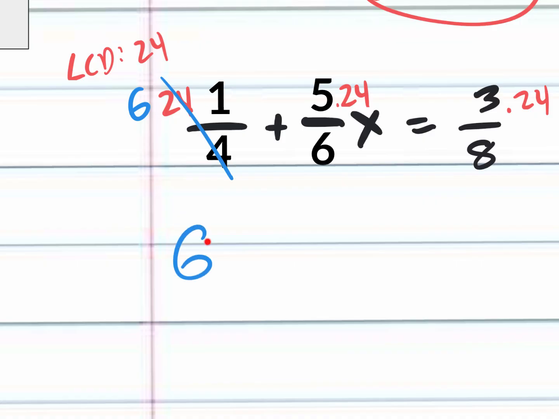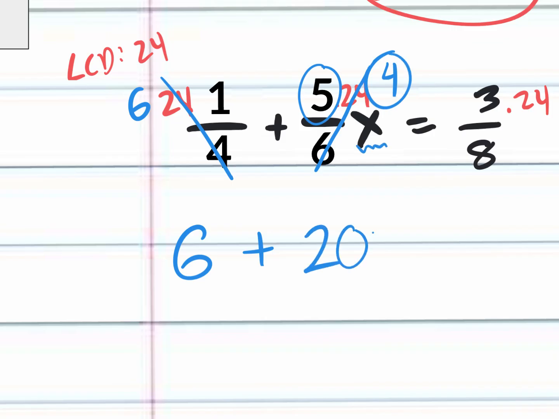Right here, it's 6 times 1 gave us 6. And then you have the plus sign. And then over here, 24 divided by 6, that is 4. So then you're going to multiply 5 times 4. That'll give you 20. And of course, you have this x with that 20. Again, if you're confused with that, simply get a calculator, type in the fraction 5/6, and then hit times 24, and it'll give you the answer 20.